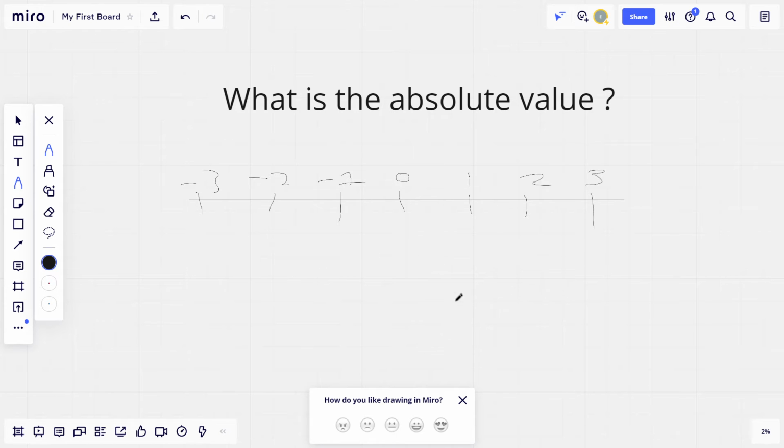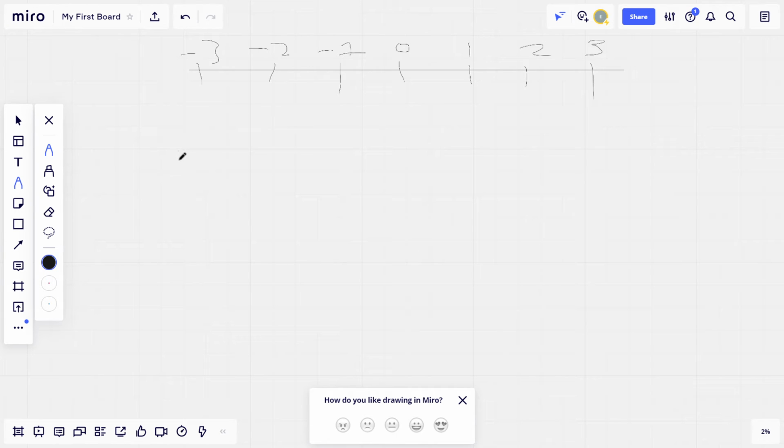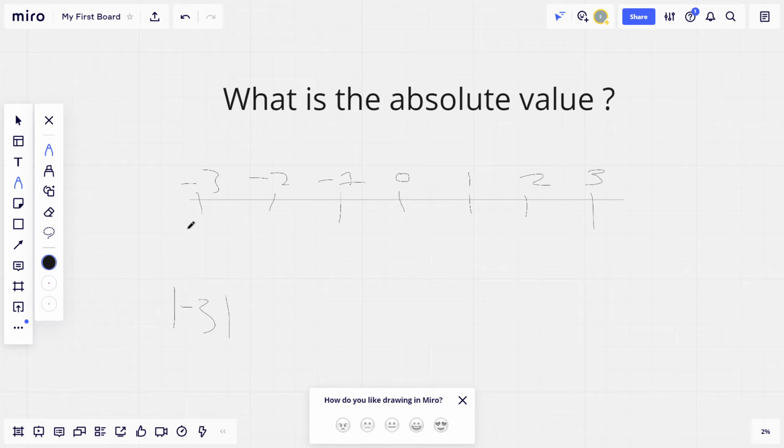Okay, so if I asked you what is the absolute value of -3? Well, to find this, you're going to start from -3. An absolute value is just telling you the distance from a number to 0. So you're going to go 1, 2, 3. It takes 3 steps to go to 0. So the absolute value of -3 is 3 steps. 1, 2, 3.